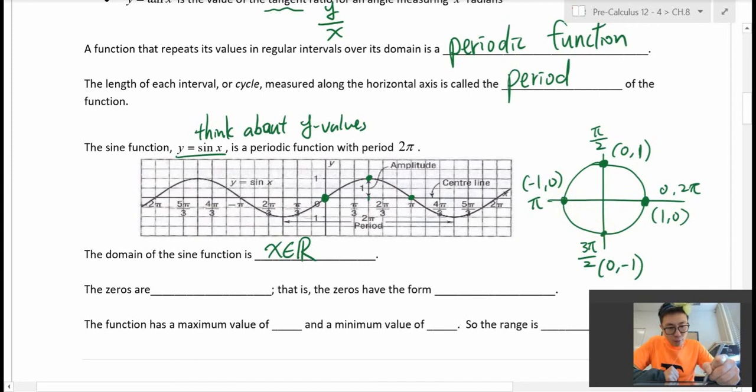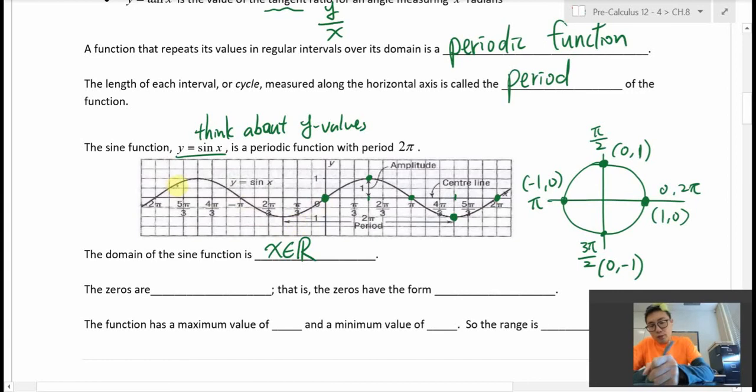From pi to 3 pi over 2, that's here. 3 pi over 2 is right here. You can see the y value goes from 0 to -1. And then finally, it goes back to 0 at 2 pi. The y value goes from -1 to 0. And you can see here are your 5 points, and there is your sine graph.